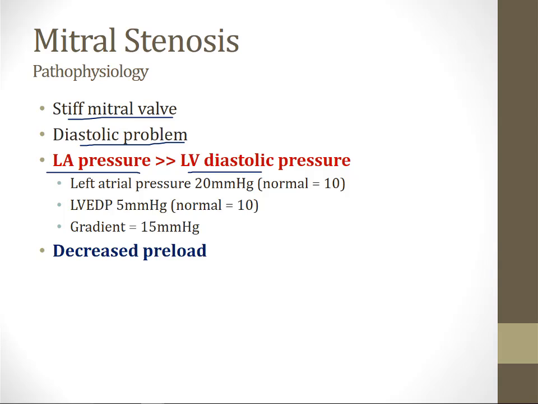Normally the left atrial pressure is about 10 and the left ventricular end diastolic pressure is also about 10, such that there is no significant gradient between the two chambers. In mitral stenosis, the left atrial pressure can get as high as 20 or even higher, and the left ventricular end diastolic pressure actually is usually low because it's difficult for the left ventricle to fill. So this can create a gradient of 10 or 15 or 20 millimeters as seen in mitral stenosis. And from a hemodynamic standpoint, there is a decreased preload on the left ventricle. That's what you want to remember. It's hard for the left ventricle to fill with blood when there's a stiff mitral valve.